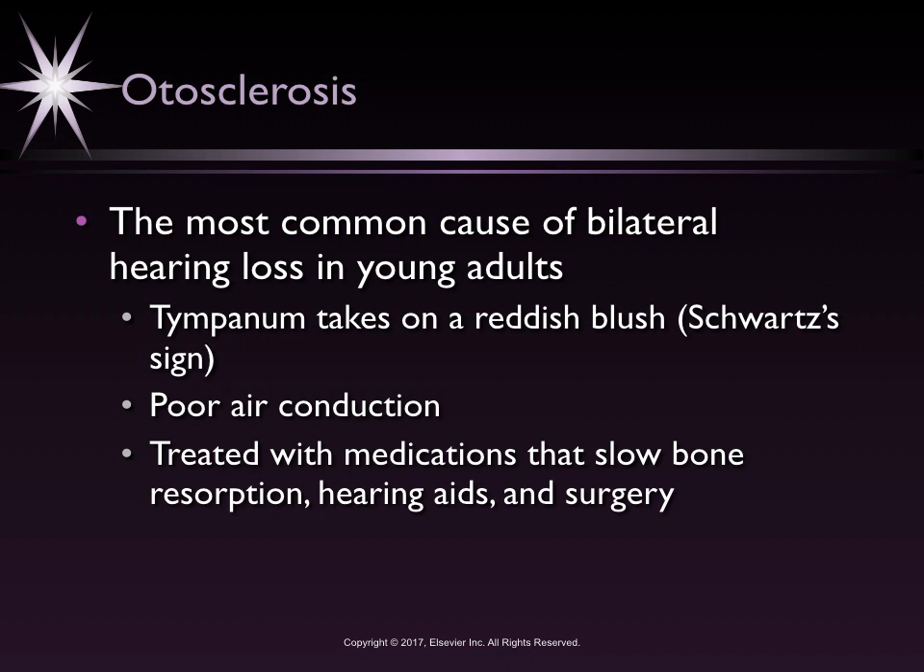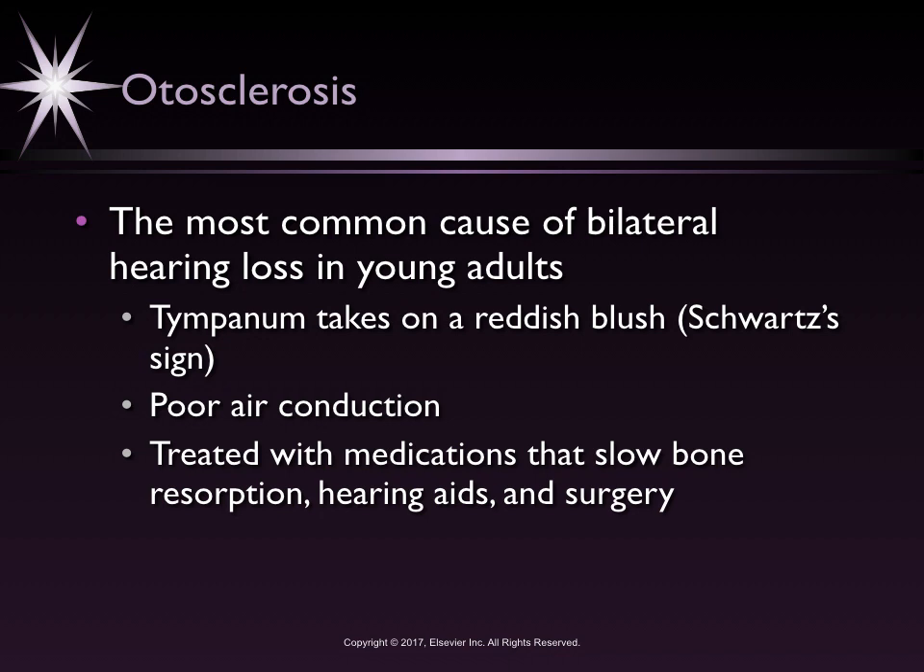Otosclerosis is the most common cause of bilateral hearing loss in young adults. The tympanum takes on a reddish blush. They call that Schwartz sign, and it results in poor air conduction. It's treated with medications that slow bone resorption and hearing aids and surgery. Basically, the bones disintegrate for all practical purposes, the bones in the ears, and that leads to deafness.